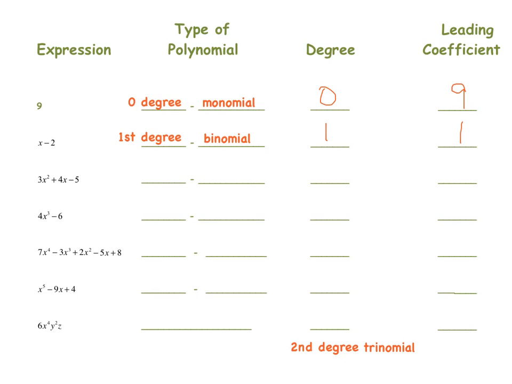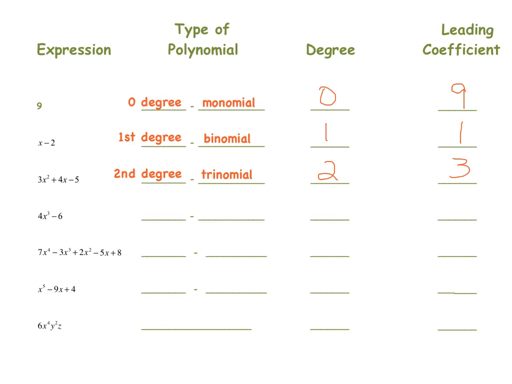Now let's look at 3x squared plus 4x minus 5. Well, our largest degree is with the exponent of 2, so this is a second degree polynomial. And because there are 3 terms, this is classified as a trinomial. The degree is 2, and the leading coefficient is 3.